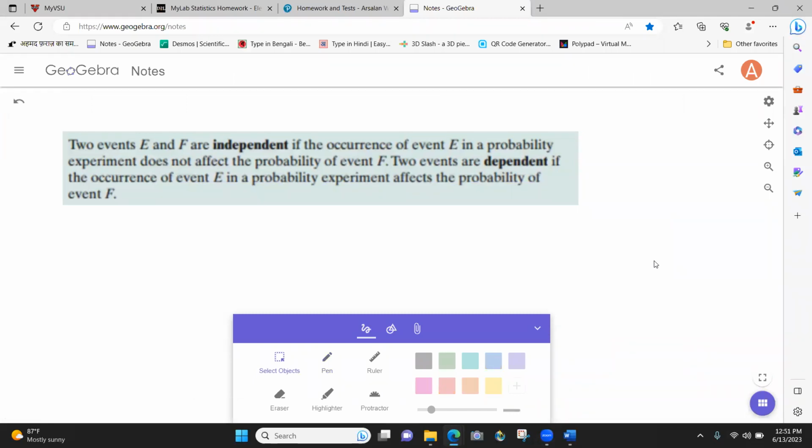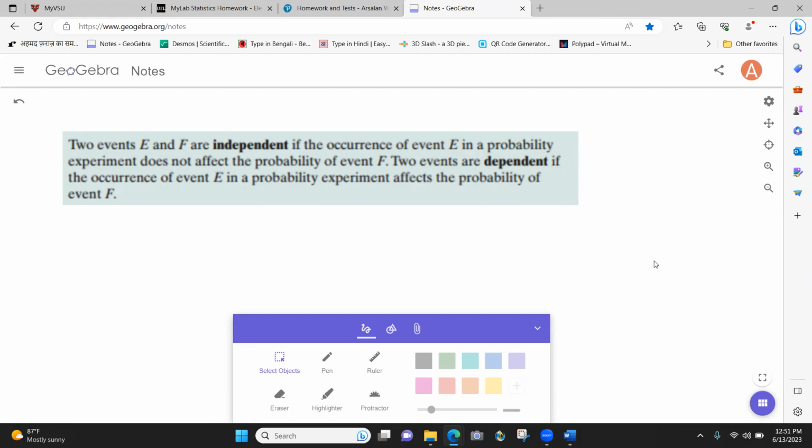Two events E and F are independent if the occurrence of event E in a probability experiment does not affect the probability of event F. Two events are dependent if the occurrence of E in a probability experiment affects the probability of F. Now, it sounds very complicated, but let me give you an example.